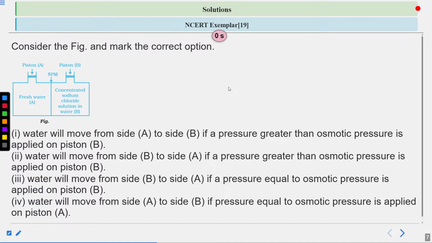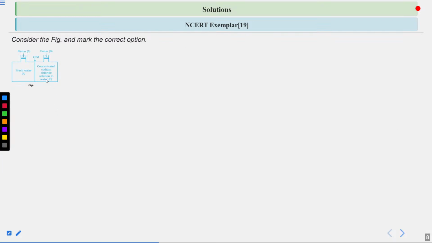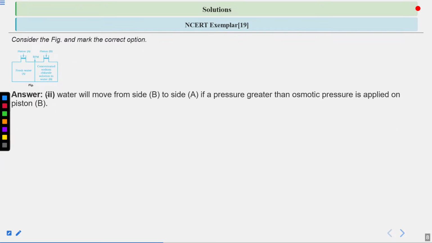Okay, now let's see. For the given question, the correct answer is option 2nd, which is: water will move from the side B to the side A if a pressure greater than the osmotic pressure is applied on the piston B. Okay, now let's see how.